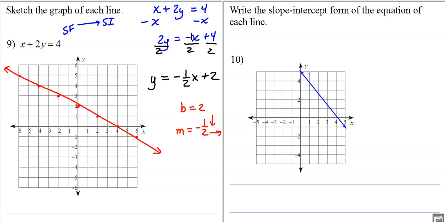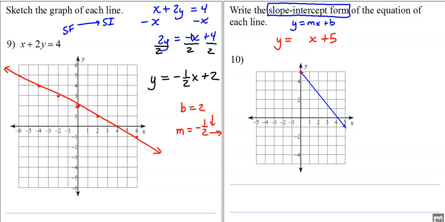All right, number 10. Now we're kind of working backwards. They're giving me the line. I need to write my own equation for it. And I know I need to be in y equals mx plus b form. So let's figure out the features. Well, b is right here. B is a positive 5. So that's that part. You know, I know y is going to be in there. I know x is going to be in there. Well, now I got to figure out my slope.